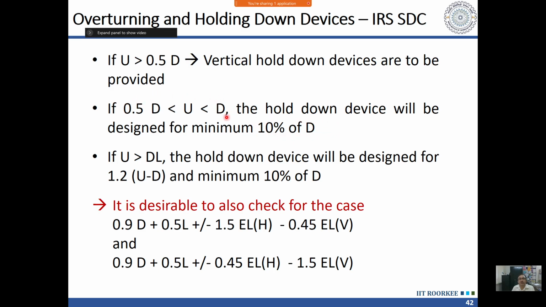What is this condition giving? This condition is giving that actually there is no uplift, because still U is less than D. But for any eventuality, the actual earthquake which may come will, in all probabilities, be more than what I am designing for. So to take care of that eventuality, at minimum this much holding down force is to be provided to avoid overturning. And if it exceeds D, then we have to design for 1.2 times U minus D.